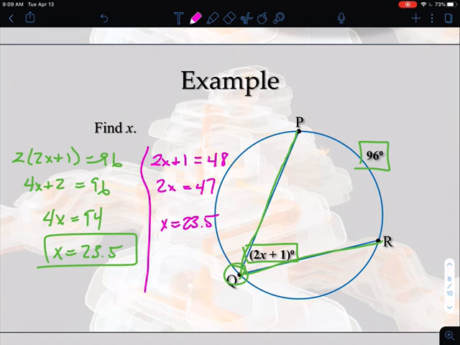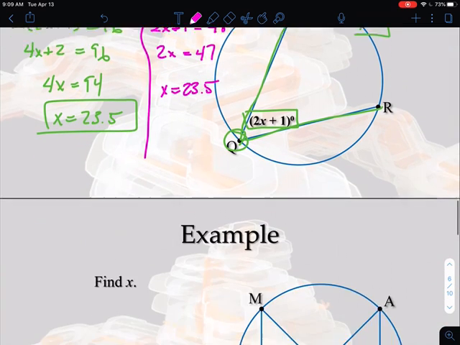Now, for me, typically I will double the angle. That way I don't have to worry about any fractions depending on where the x's are. And so that's kind of an up to you type of thing. It's not equal to. So it's not 2x plus 1 equals 96. I have to double the angle or cut the arc in half in order to set those two things equal.